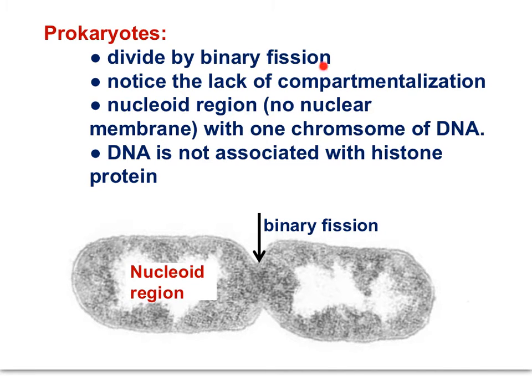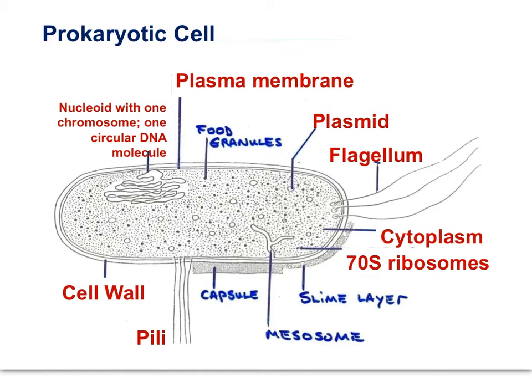Notice the lack of compartmentalization in these cells. Notice that there's a region called the nucleoid region where there's a single loop of DNA, the 1 chromosome of DNA, but it's not bound by a membrane, and the DNA is not associated with histone protein. Here's a drawing of a prokaryotic cell.